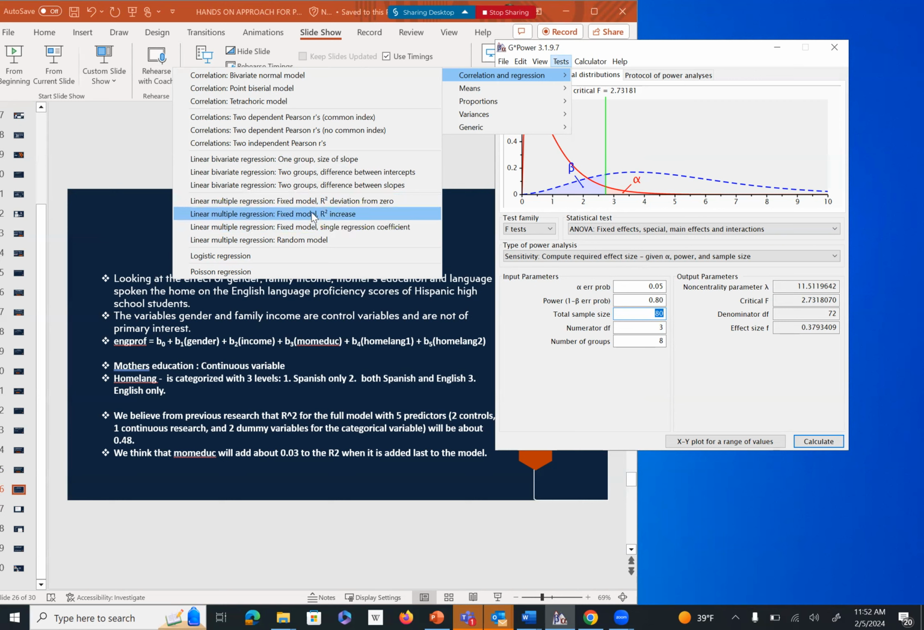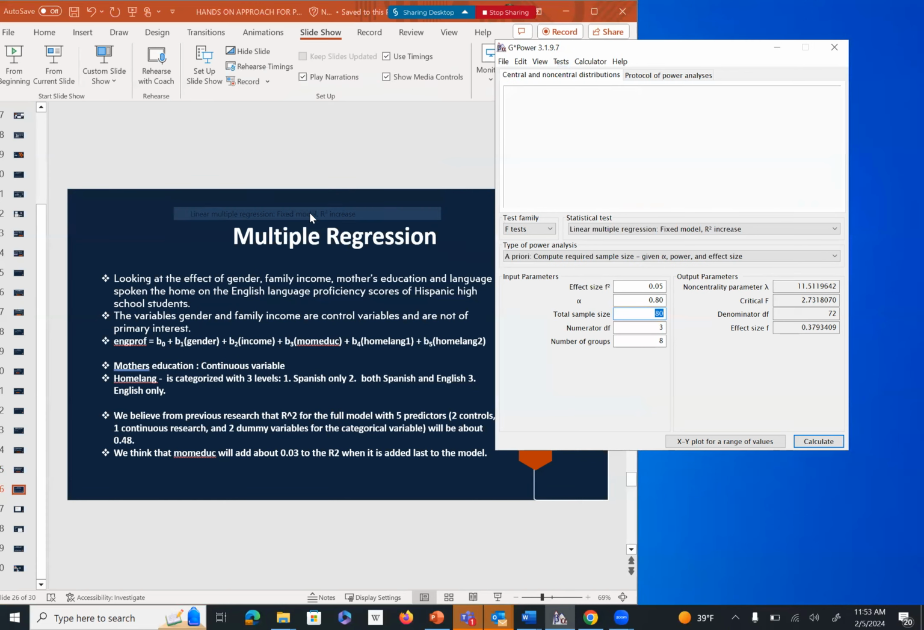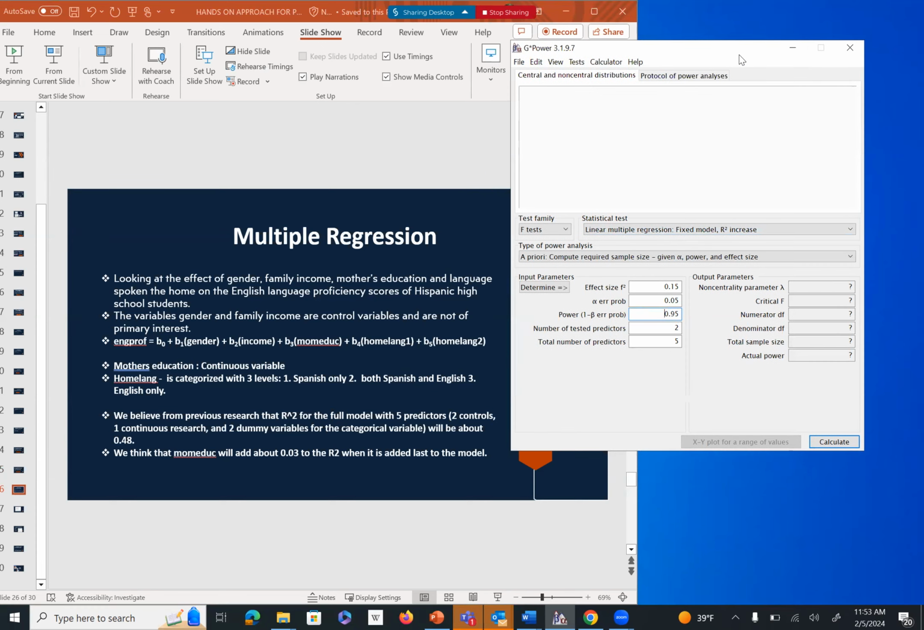And then linear multiple regression fixed model R square increase. So the R square increase shows how the R square changes. And then you're looking at a linear multiple regression model, fixed model, single regression coefficient. So you're looking at the regression coefficient of one specific estimate. And then you have logistic regression and Poisson regression. So here I will be interested in R square increase because I'm looking to see whether there was a change in adding a specific predictor variable into your model or not. So I went to linear multiple regression fixed model R square increase.